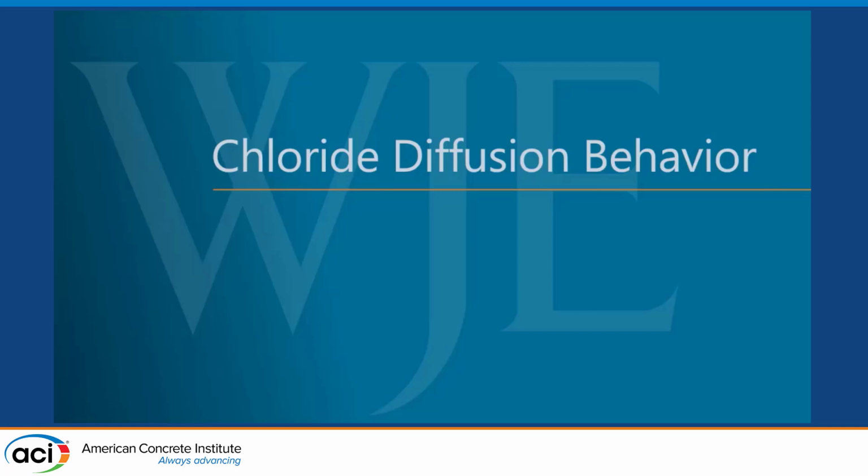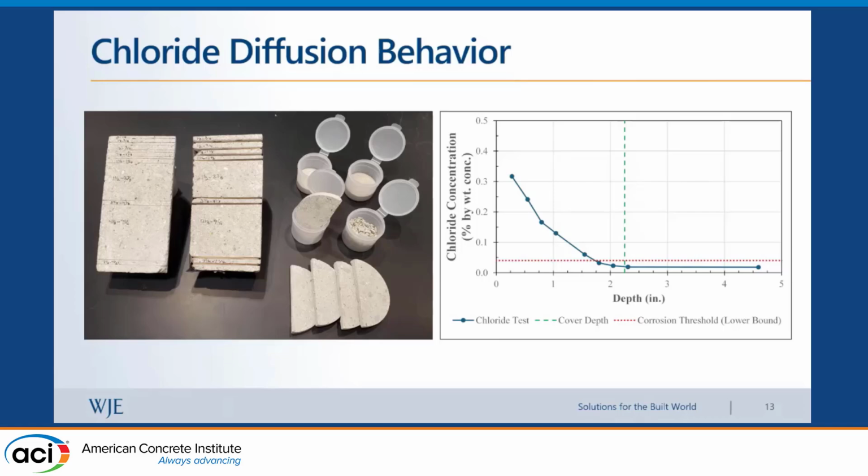So next I'm going to go briefly over the diffusion behavior that we have seen based on those chloride profiles. For each of the cores that we collected, we sliced it at predetermined depths from the surface of the concrete, and we tested it for chloride concentration, either water-soluble or acid-soluble chlorides. For this test, we used acid-soluble. And we looked at how the chloride concentration changes with the depth from the surface. So here is one example of one of the chloride profiles. You could see it goes higher at the surface and then it decreases as you get deeper. This is consistent with the diffusion behavior from the surface.